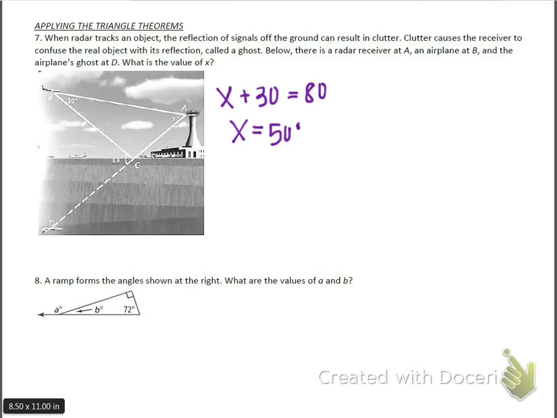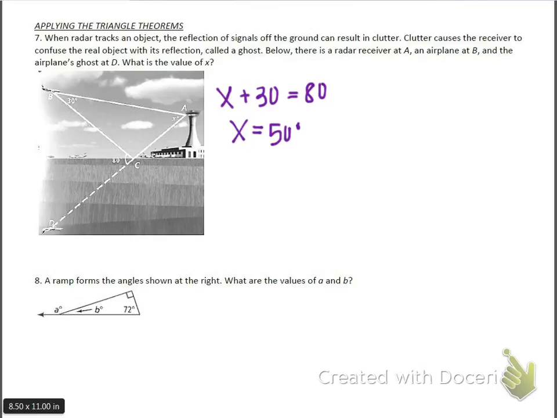Okay, I want you to show your work this way. I do ask that you show that you are using the triangle exterior angle theorem by showing that the exterior angle equals the sum of the remote interiors. Got it? Okay. Number 8.